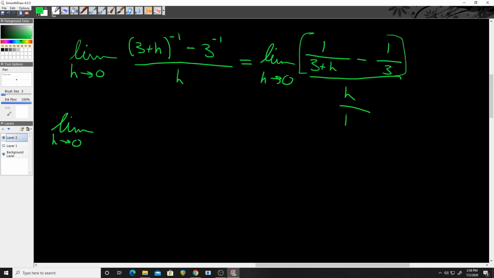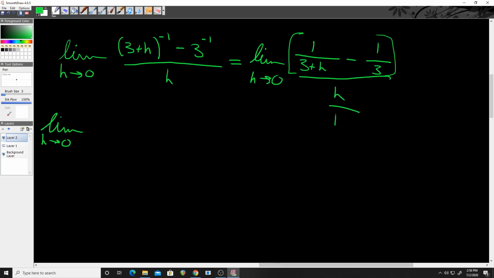So, okay. So basically, I want to do the algebra on top. And then I want to play the complex fraction game. So we have 2 fractions with different denominators. Okay. We have a factor of 3 plus h, and then we have a factor of 3. So our least common denominator is just going to be 3 times 3 plus h.